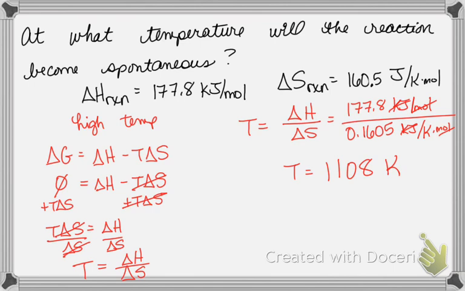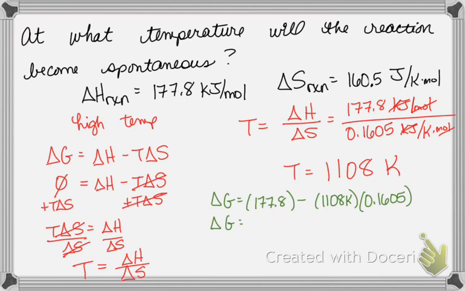So for this process to be spontaneous, the temperature has to be very high. Now note, at this temperature, that's the point at which the delta G just becomes negative. So actually, to check this, if you plug that temperature in, let's see, 177.8, I'm going to leave off units, minus that temperature, 1108 Kelvin. I know, I put the units on there. We said at that temperature it should become spontaneous. In other words, the delta G should become negative.